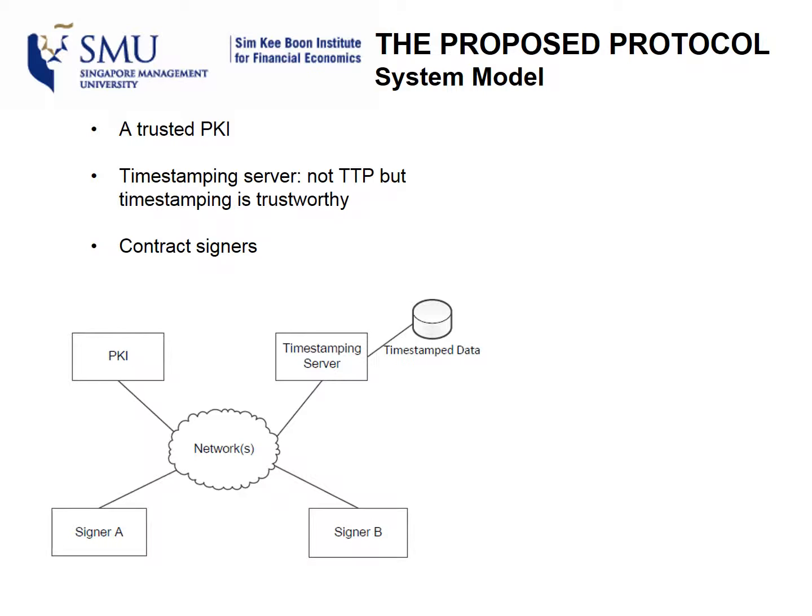Now I'm going to describe the details of our protocol. Here is the system model of our protocol. It involves 3 different entities: a trusted PKI, which issues certificates to contract signers; a timestamping server, which is not a trusted third party, but it provides a trustworthy timestamping service; and 2 contract signers. All these entities are connected via networks.